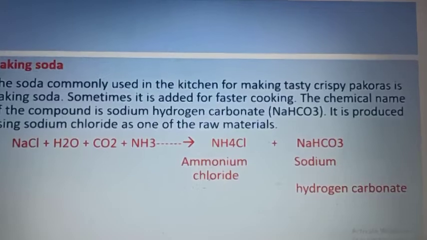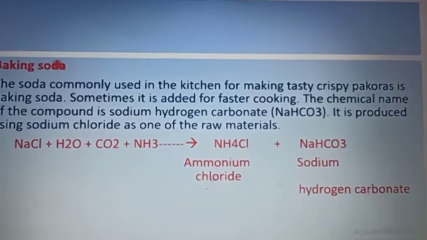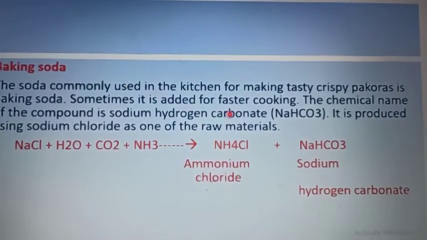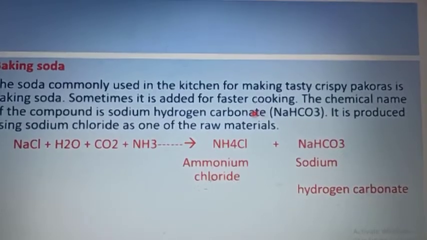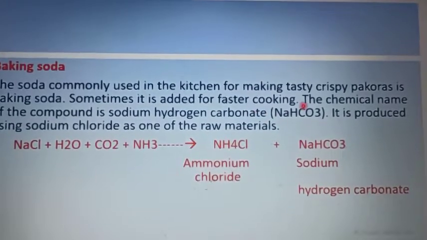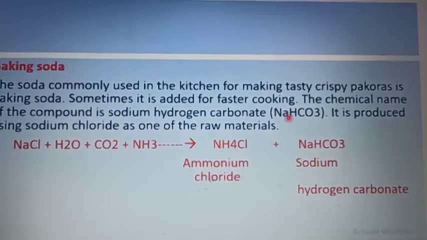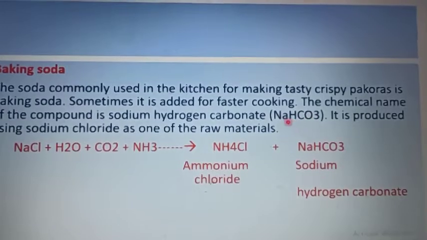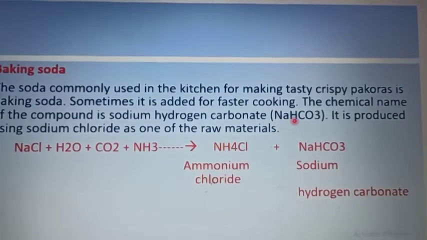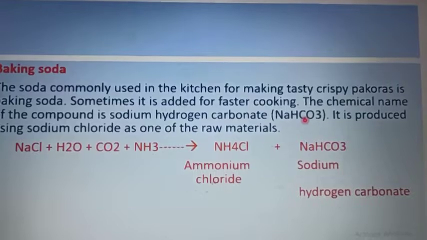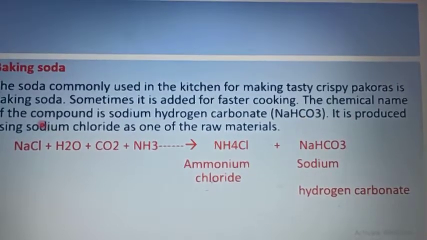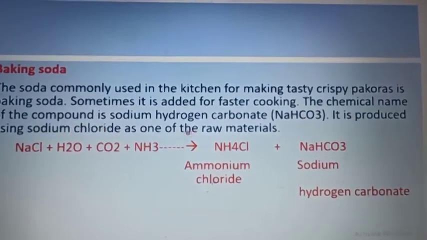And this baking soda is not used in much quantity. It is used in a very little quantity. And the chemical name of this baking soda is sodium hydrogen carbonate. You can see the formula, sodium hydrogen carbonate. And it is produced using sodium chloride as one of the raw materials.